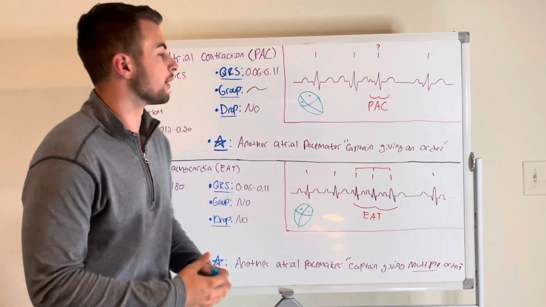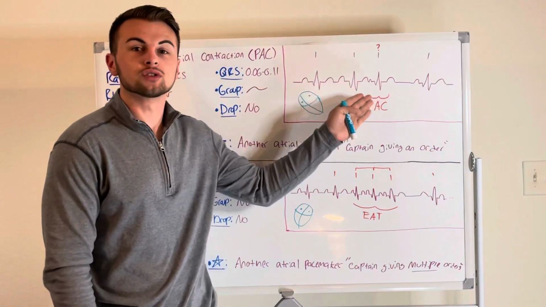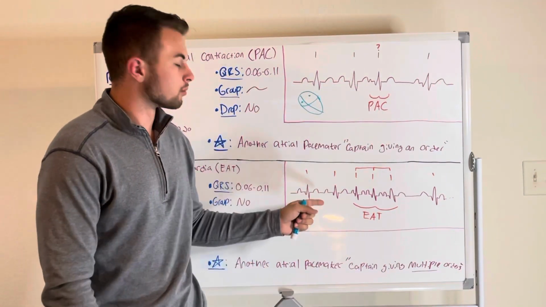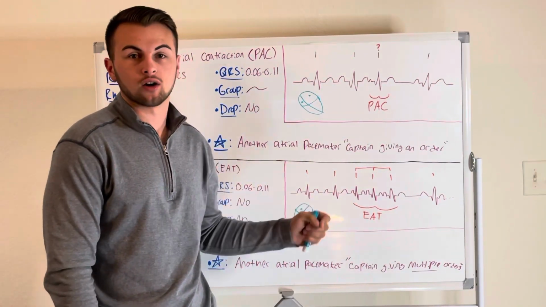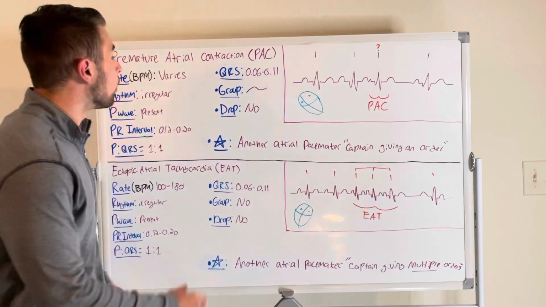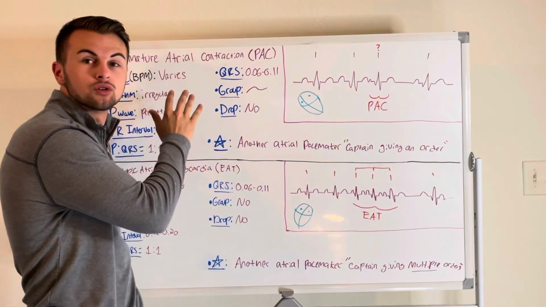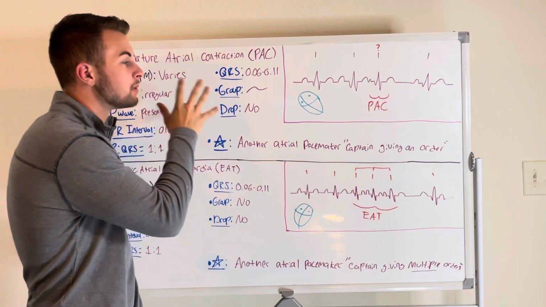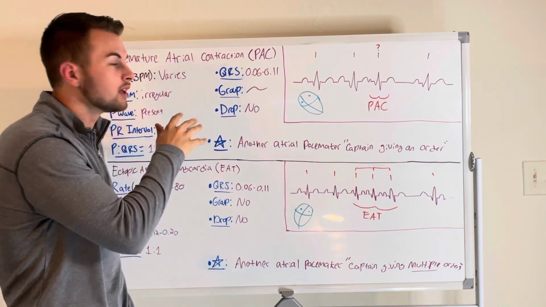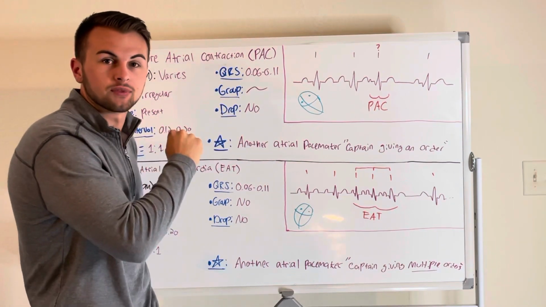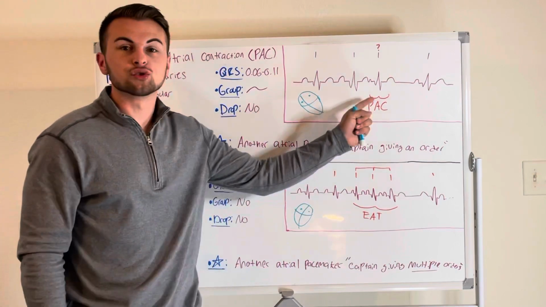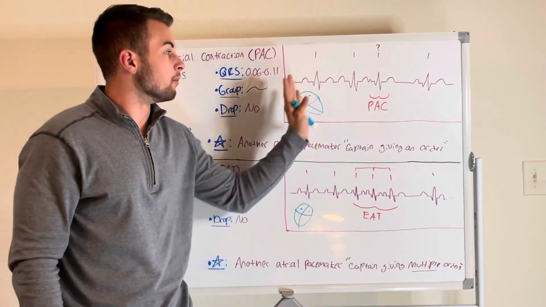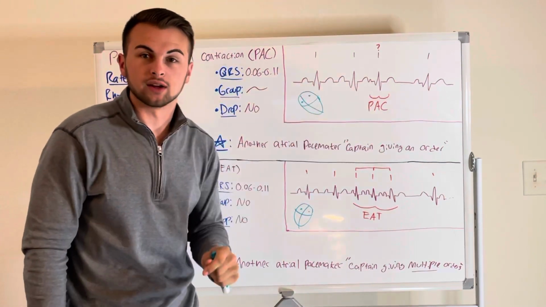Today we're going to be going over the premature atrial contraction and a rhythm called ectopic atrial tachycardia. So first we're going to go over the premature atrial contraction. A PAC is exactly what it sounds like. There is an early atrial contraction that makes our rhythm irregular.